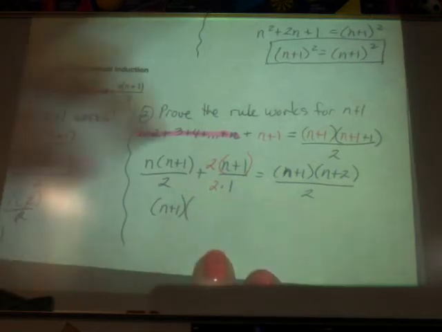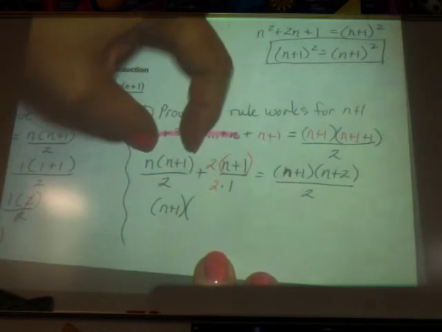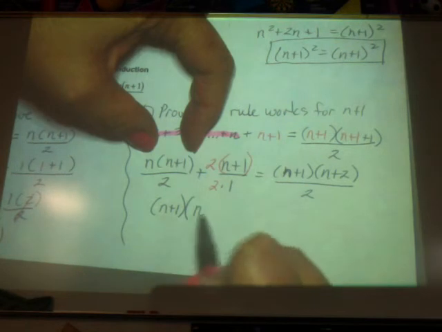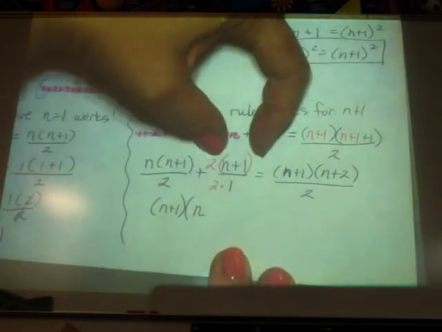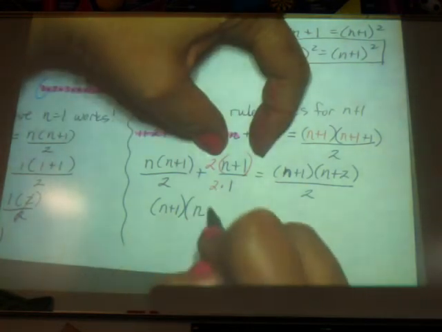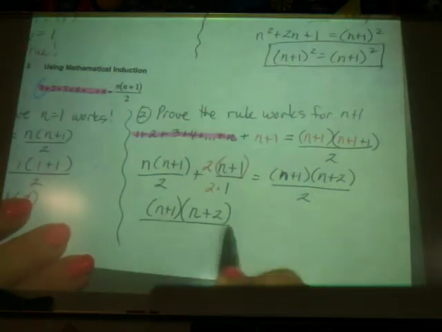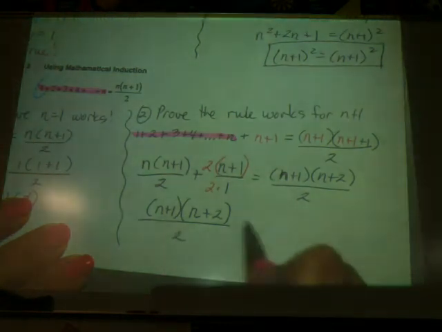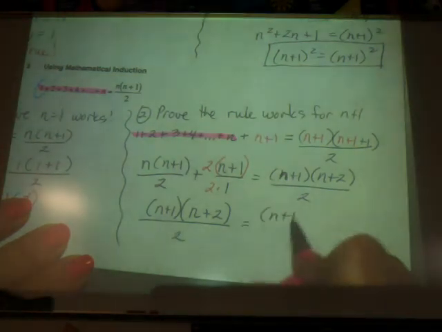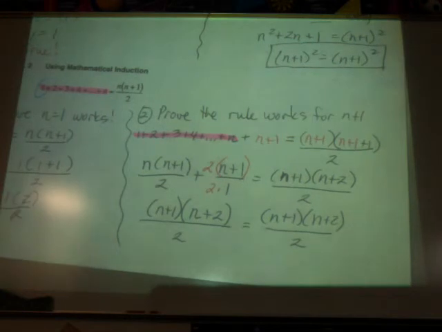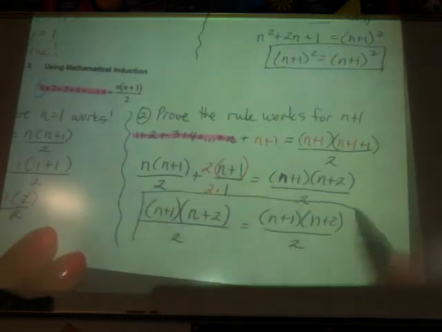Okay. What's left over here when I take away an n plus 1? Just here. Just an n, right? What's left over here? Plus 2. Would you agree? All over 2 equals, oh, looky there, n plus 1, n plus 2. Did we get it to work? That's what I'm looking for. Don't they check?